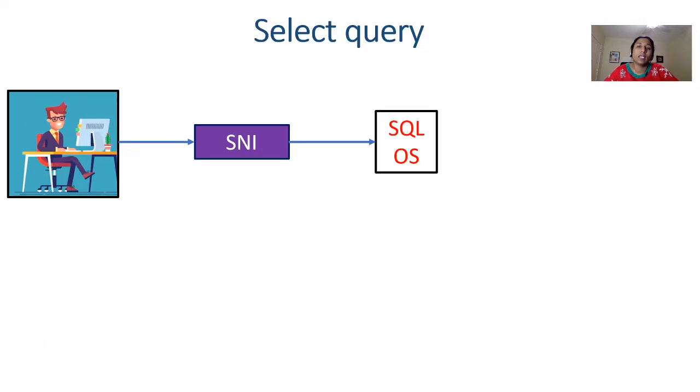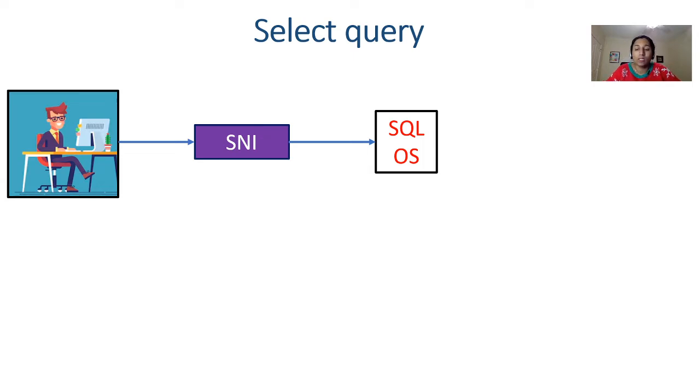Now let's see how the select query works behind the scenes. For example, we have a user here who wanted to do a select onto the SQL server, right? No matter what kind of interface he is using, he can be using SQL Server Management Studio, Azure Data Studio, .NET Visual Studio, or even a third-party application, he should first get the secure network connection to the SQL Server. Now, how does he get that?